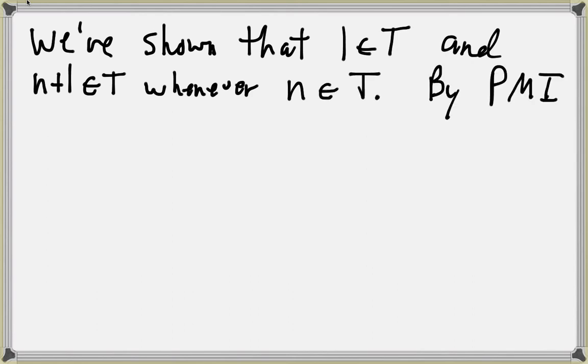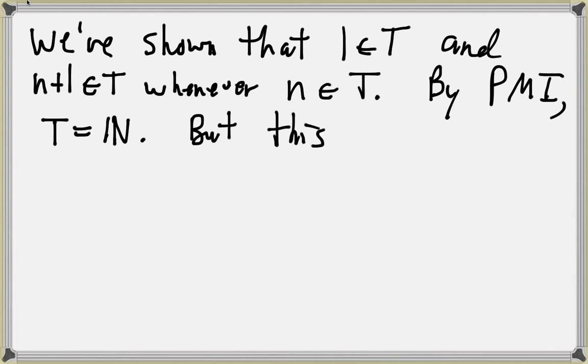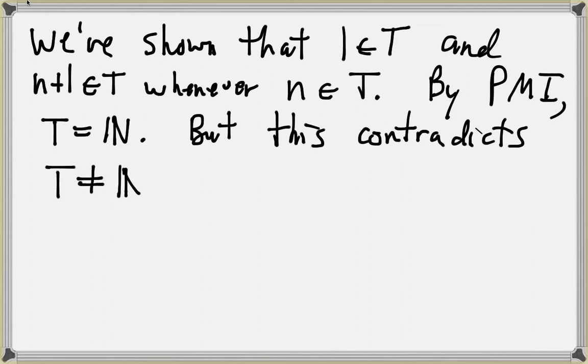By the principle of mathematical induction, we can assume that T contains all natural numbers. But this contradicts our earlier statement that T does not equal all natural numbers. So our original assumption that S has no smallest element must have been false. Thus S has a smallest element.